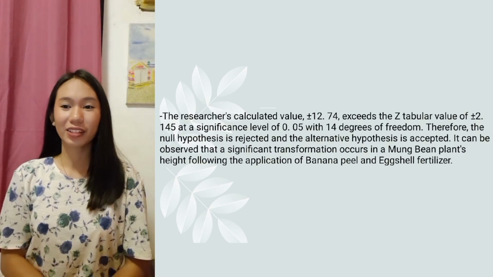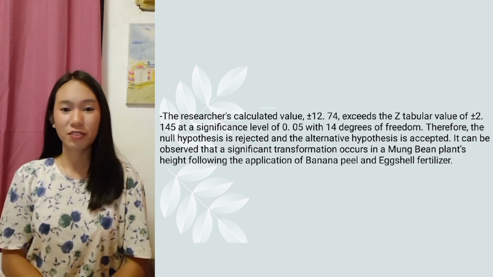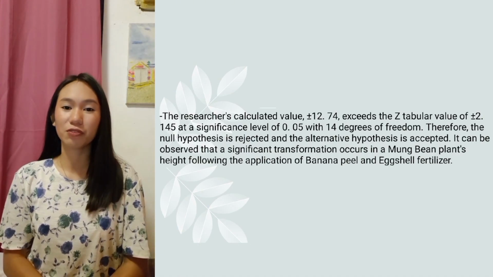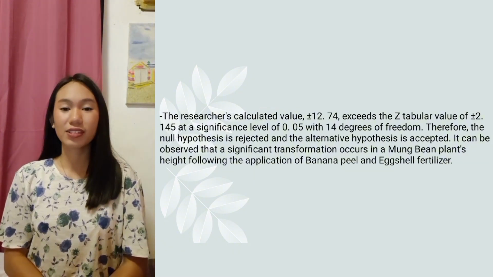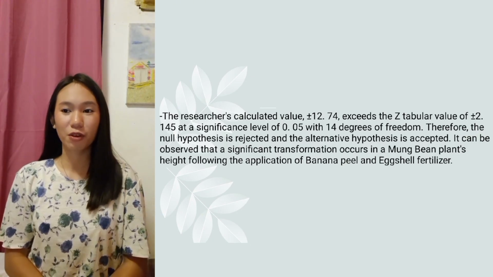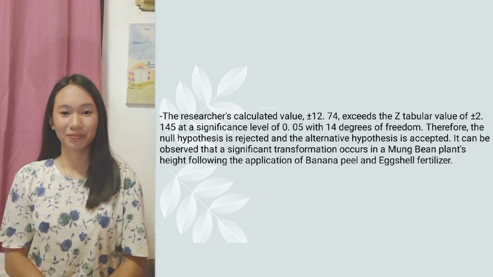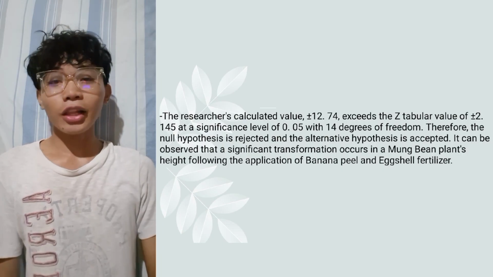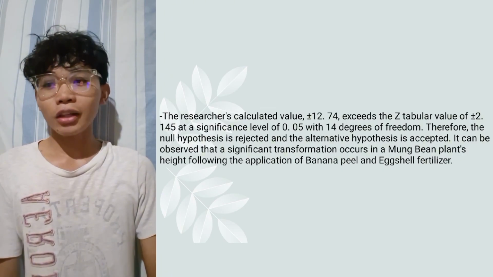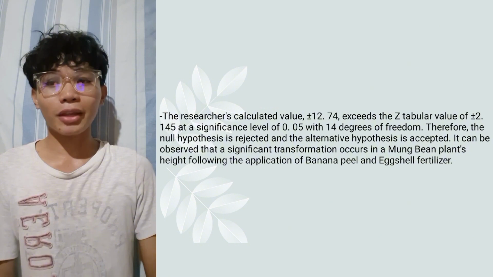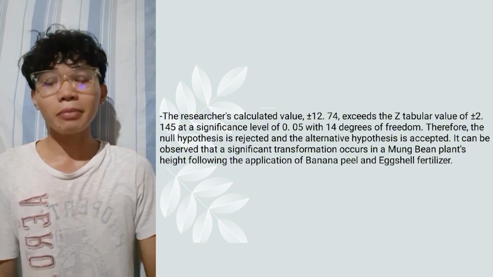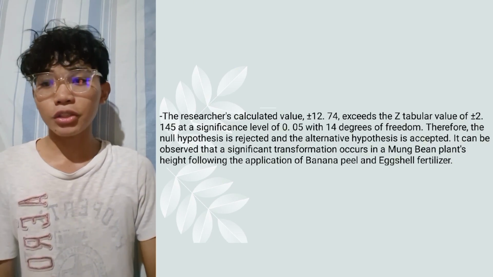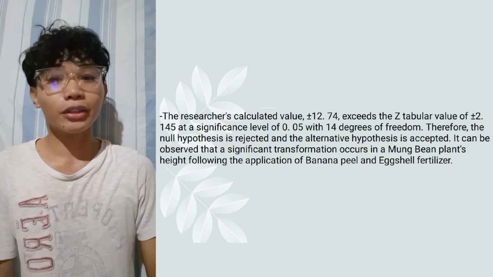The researchers' calculated value, 12.74, exceeds the tabular value of 2.145 at a significance level of 0.05 with 14 degrees of freedom. Therefore, the null hypothesis is rejected and the alternative hypothesis is accepted. It can be observed that a significant change occurs in the mung bean plant's height following the application of banana peel and eggshell fertilizer.